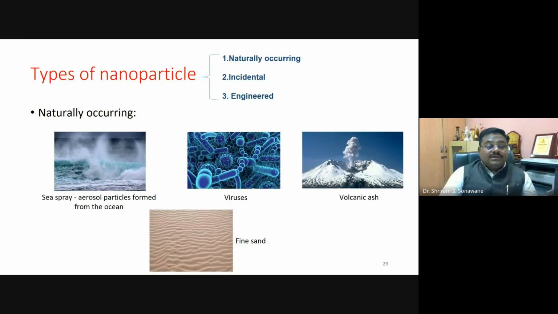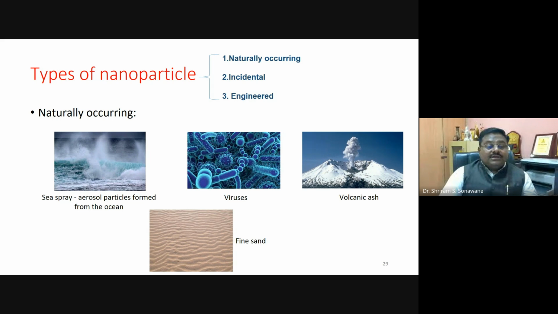So there are various types of nanoparticles. First, naturally occurring; second, incidental nanoparticles; and third, engineered, right? Naturally obtained nanoparticles are sea spray, you must have seen. That is also called aerosol particles, which are formed from the oceans, right? When you go to the oceans, sea spray or aerosol particles are there that are naturally occurring. Those are also nanoparticles, naturally occurring particles.